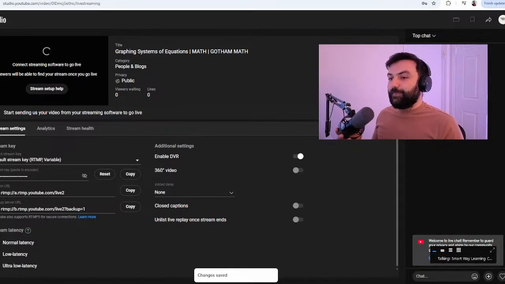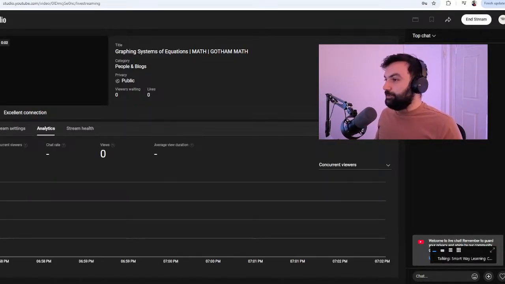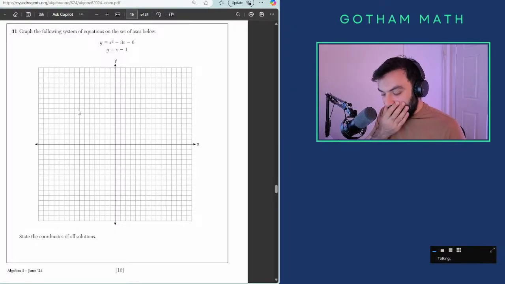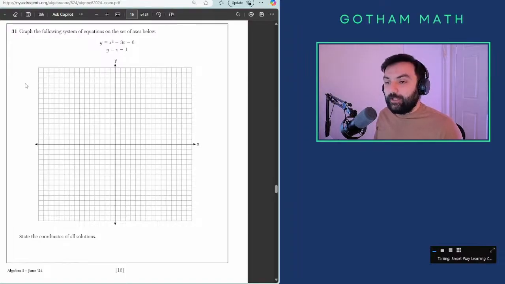Okay, everyone, today we are doing graphing of systems of equations from Algebra 1 Regents, and we're going to do our own graphing, as well as go over all of the model response answers to see why they were good, and why the ones that weren't good weren't, basically the reason for that. So we have a 4-point question here. This is number 31 from a year ago, June 2024.